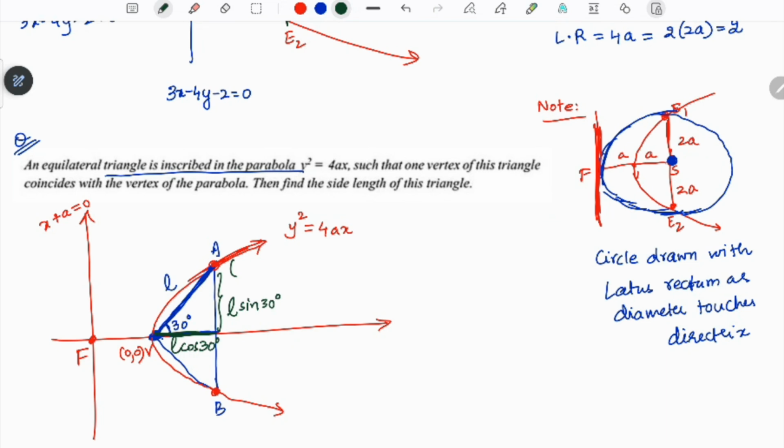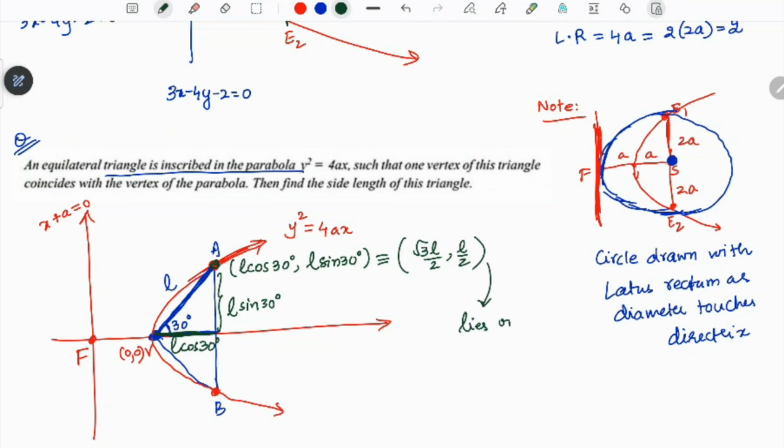L cos 30 we have to move right and L sin 30 above. So coordinates of A would be (L cos 30, L sin 30). That means it is L into root 3 by 2, root 3 L by 2, comma L sin 30 means L by 2. But A is a point on the parabola, right?